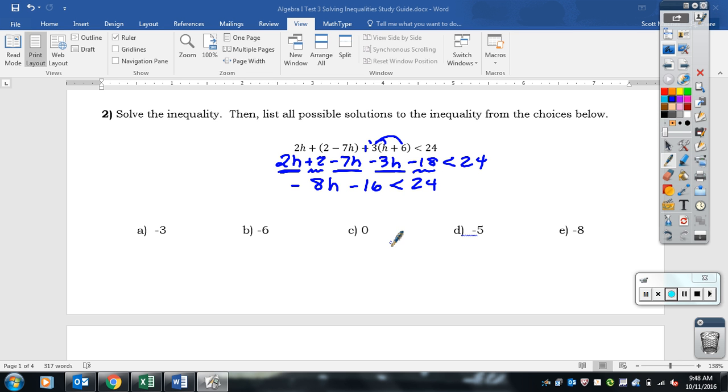Now we're in two-step one. We can keep solving. Add 16, add 16. -8h is less than 40. Divide by -8, divide by -8. H, -5, and yes, that symbol flips.